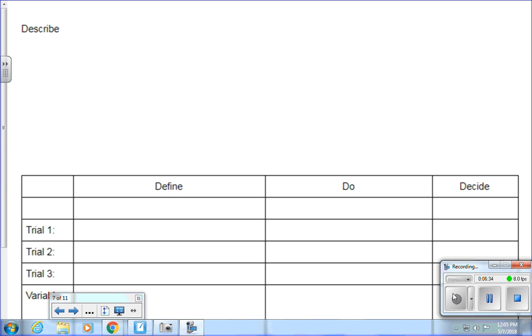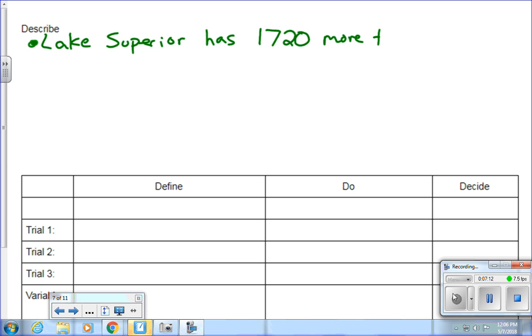Zach, what's one important piece of information that you get from that problem? 84% of North America? No, you're only taking from the part about the water in the lake. So who's more than Lake Michigan? Who has 1,720 cubic miles? So we're going to write Lake Superior has 1,720 more than Lake Michigan.